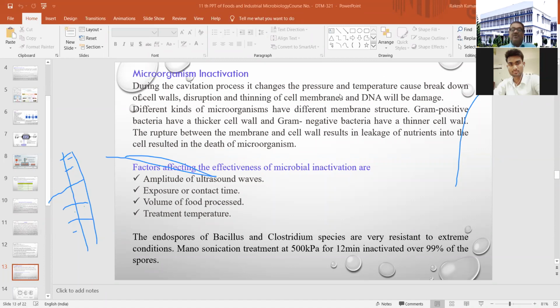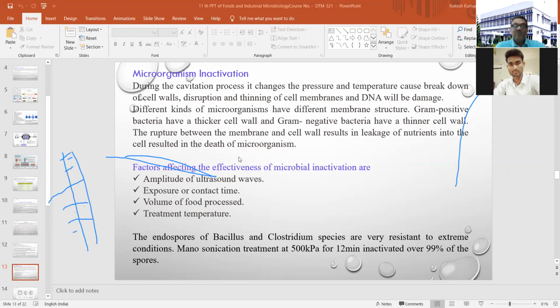Now, different kinds of microorganisms have different membrane structures. It is very important to have an idea about the characteristics of the cell membrane. What is special in this? Gram-positive bacteria have a thicker cell wall, and gram-negative bacteria have a thinner cell wall. So the rupture between the membrane and the cell wall, which is possible by utilizing this ultrasonic treatment, results in leakage of nutrients into the cell and the death of microorganisms.